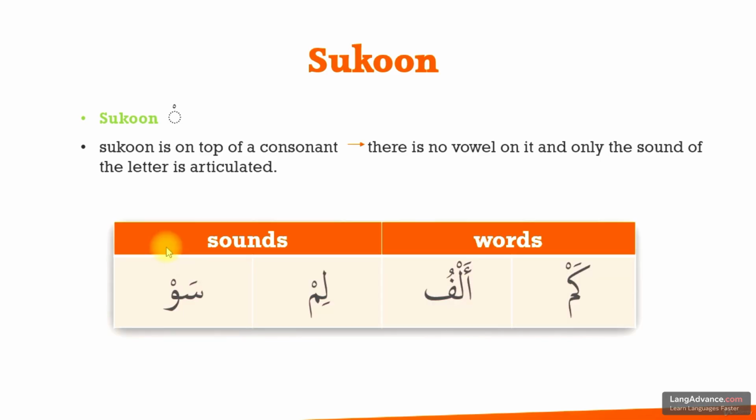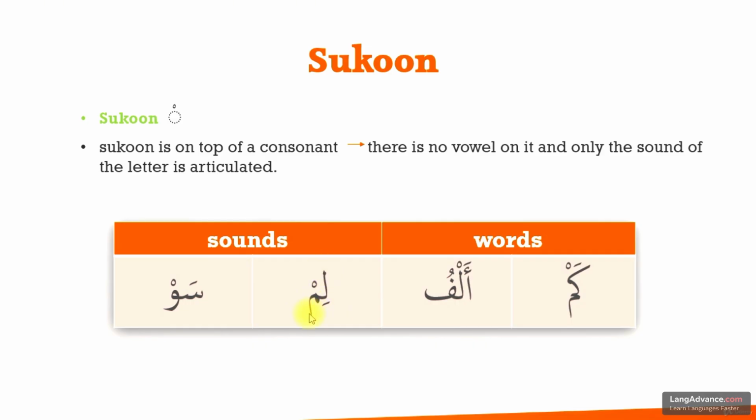For example, we have this sound, sin fatha. So sin fatha, right away we know it's sa. And we have waw and sukun. It will become sa and then w. Saw. Here we have lam kasra and mim sukun.